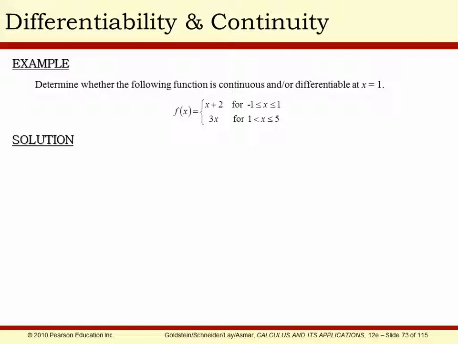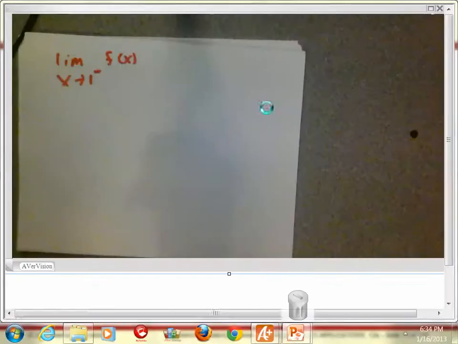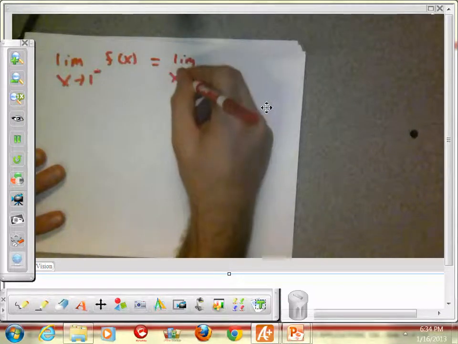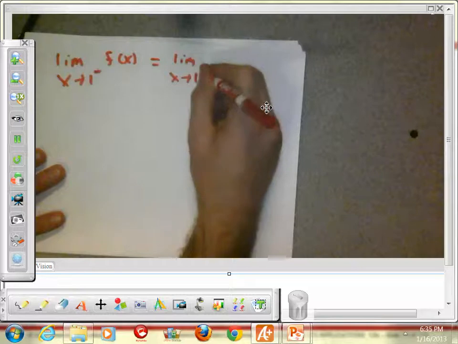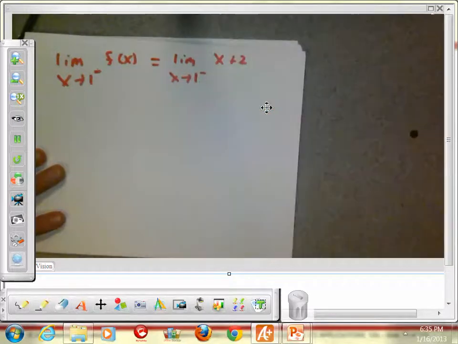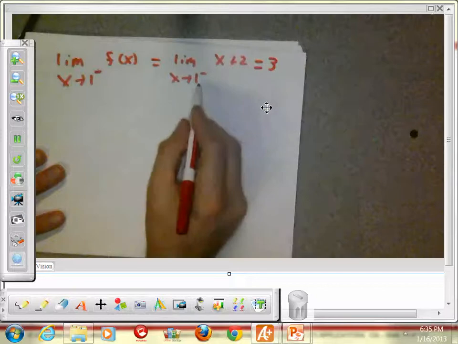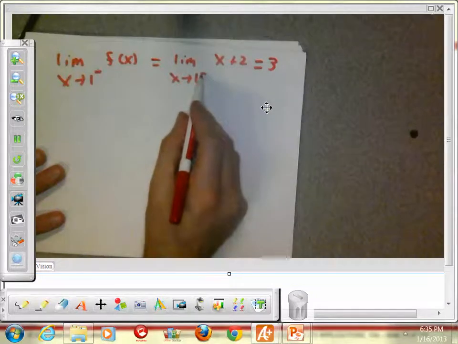Okay. Now, if we're on the left-hand side of 1, what is the function equal to? So if we're less than 1, or less than 1 and greater than negative 1, x plus 2. Right? So this is going to be equal to the limit as x approaches 1 from the left of x plus 2. And that's just a polynomial, so we can just plug in 1. So this becomes 3. That negative up there is not -1. When you see it up there with the limit, it means you're going to x from the left.